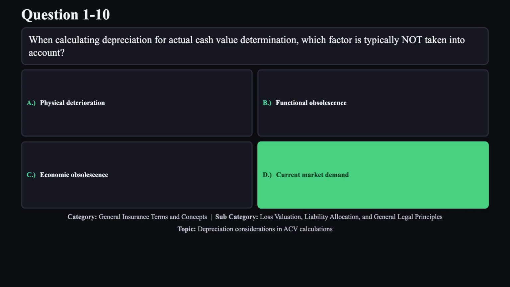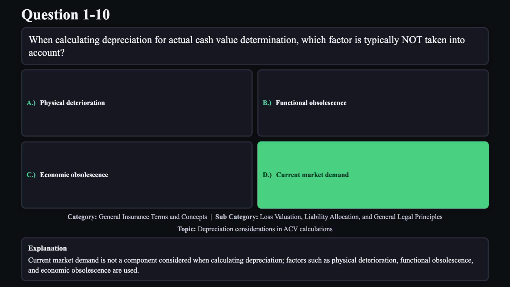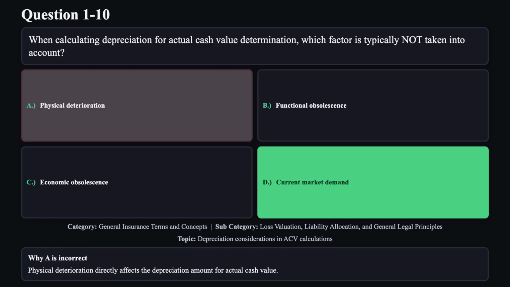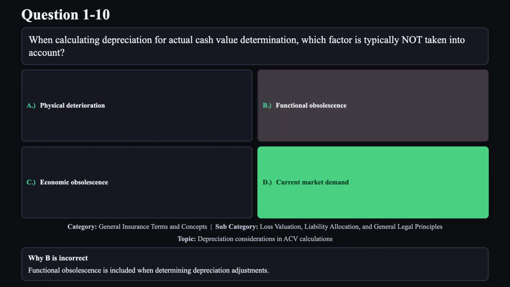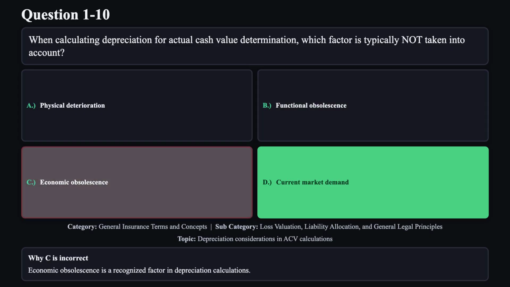The correct answer is D. Current market demand is not a component considered when calculating depreciation. Factors such as physical deterioration, functional obsolescence, and economic obsolescence are used. Reason A is not correct. Physical deterioration directly affects the depreciation amount for actual cash value. Reason B is not correct. Functional obsolescence is included when determining depreciation adjustments. Reason C is not correct. Economic obsolescence is a recognized factor in depreciation calculations.